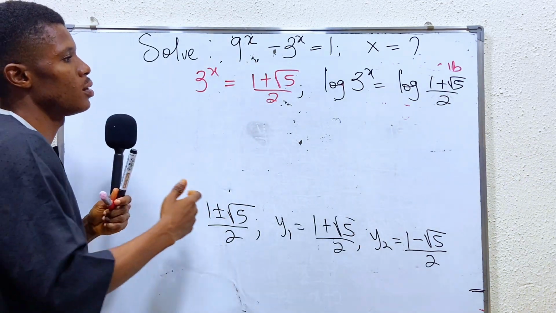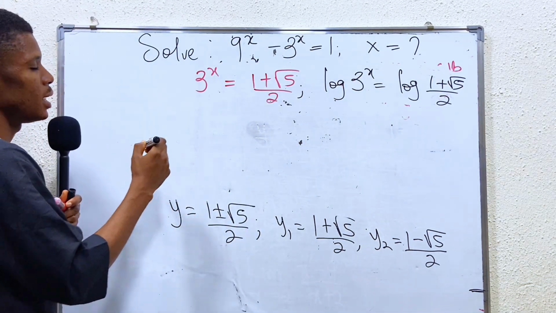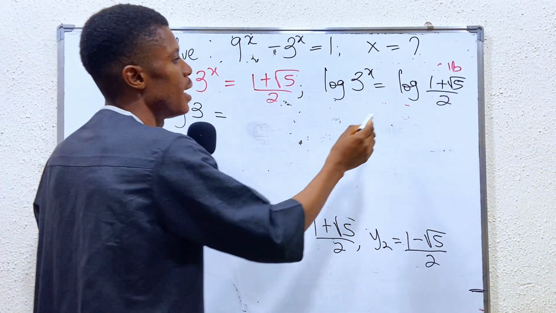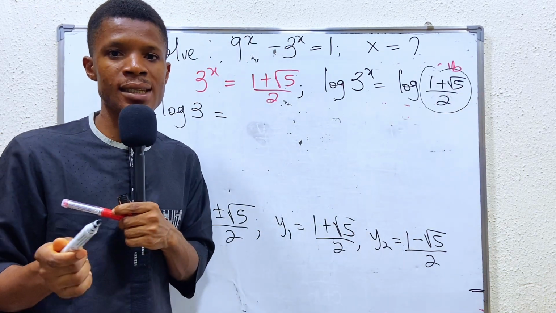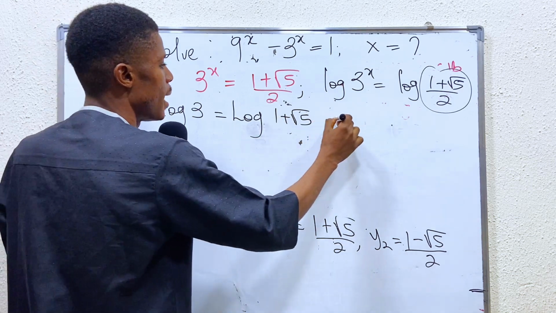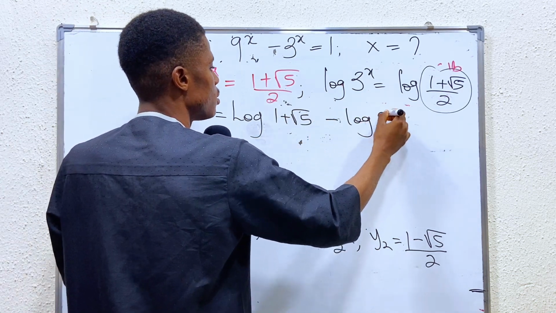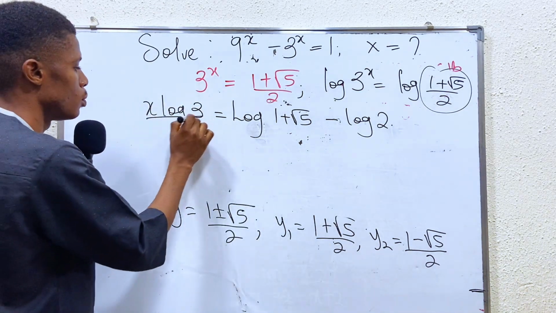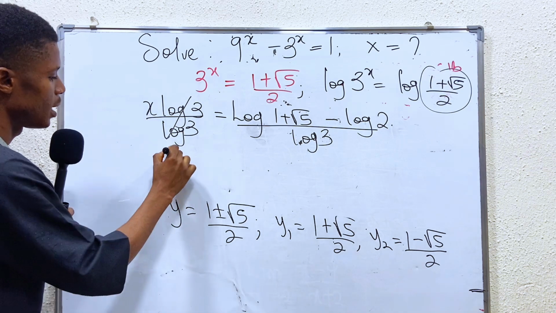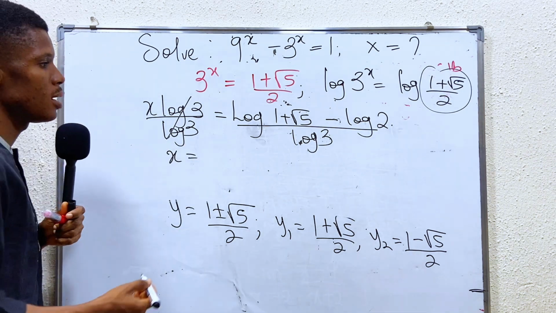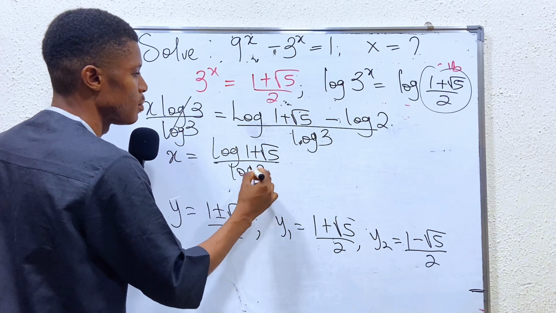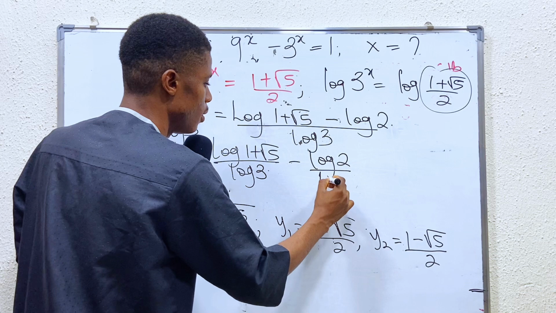The logarithm allows us to bring the power down and multiply it with the log. So we have x log 3 is equal to, and whenever we are dividing in logarithm, we are free to subtract the logs. We can write it as log of (1 plus root 5) minus log of 2. Now we divide through by log 3. x will be equal to, splitting this fraction, log of (1 plus root 5) divided by log 3 minus log of 2 divided by log 3.